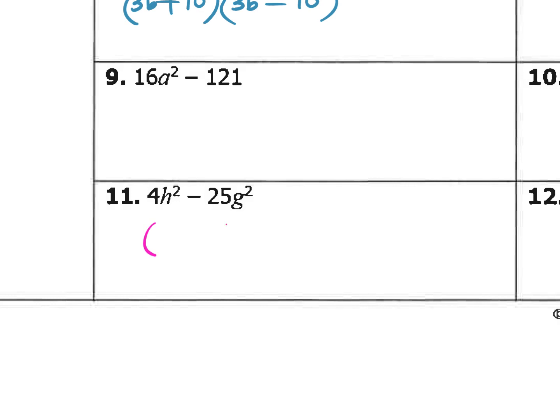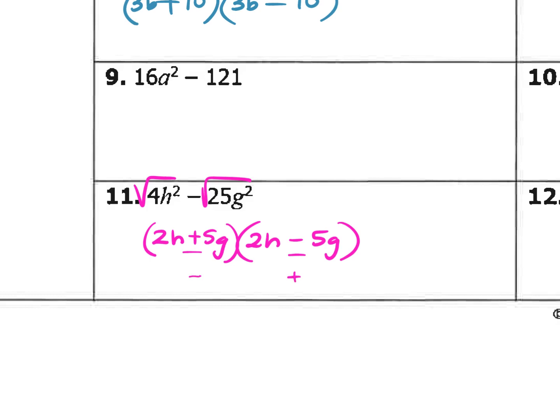What'd you get? 2h plus 5g and 2h minus 5g. So square root both. One's plus, one's minus. Okay? So just watch out for those. I feel like when there's a second variable, like the g's there, they often get forgotten. The plus and minus, they're interchangeable, right? Yeah, if you put the minus first and the plus second, that's fine. Yep.